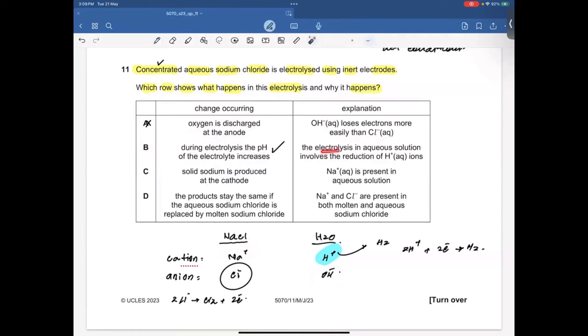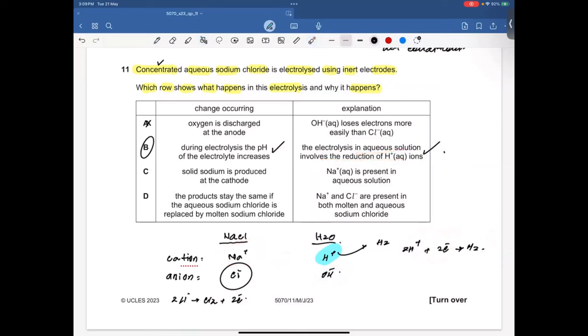Explanation. The electrolysis in aqueous solution involves the reduction of hydrogen ions. That's true. Hydrogen ions gain electrons at the cathode and are converted into hydrogen gas, which means the remaining hydroxide ions and sodium ions combine together to give sodium hydroxide, which makes the solution alkaline. So that's the indirect explanation for this whole scenario. And I believe B is going to be the right answer.